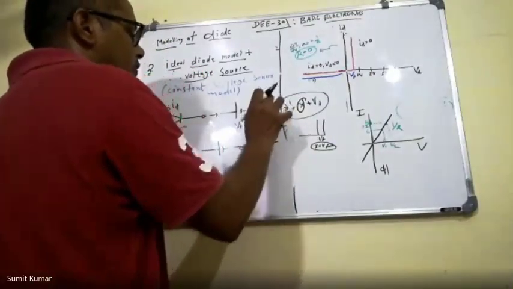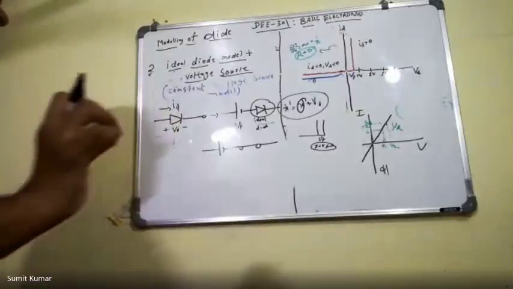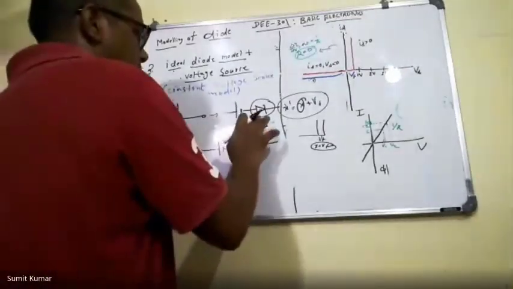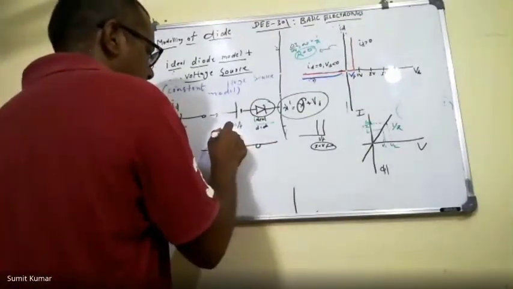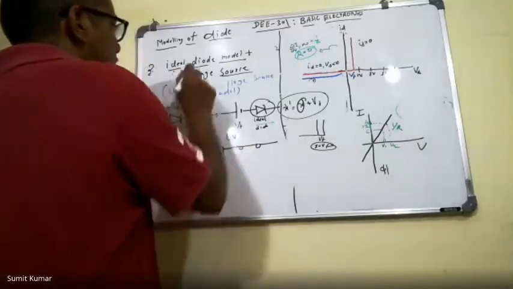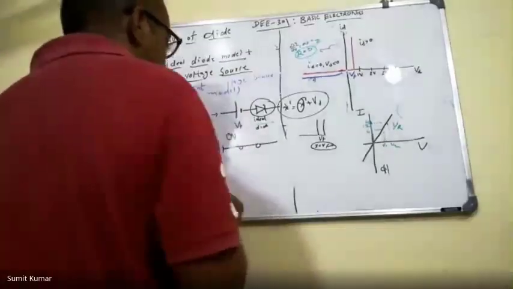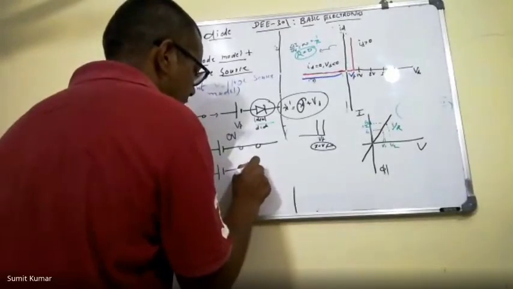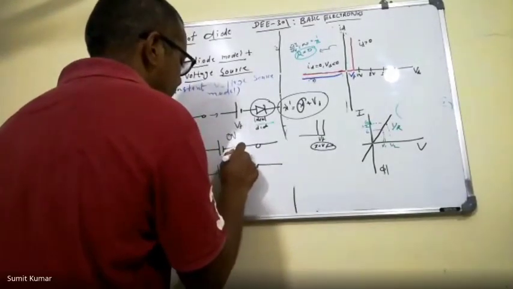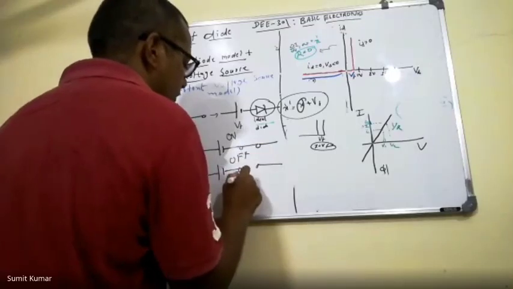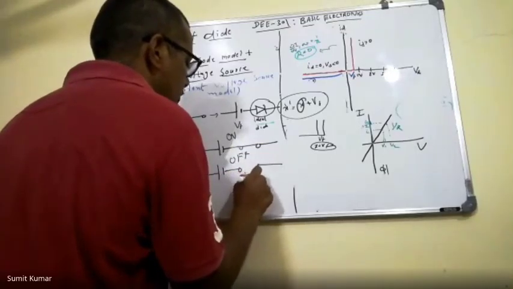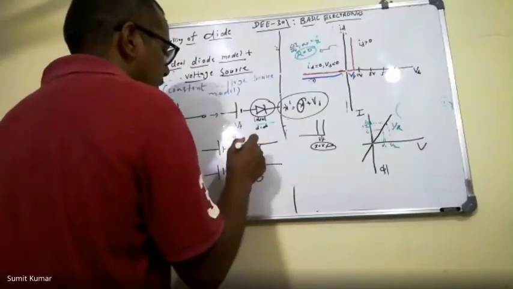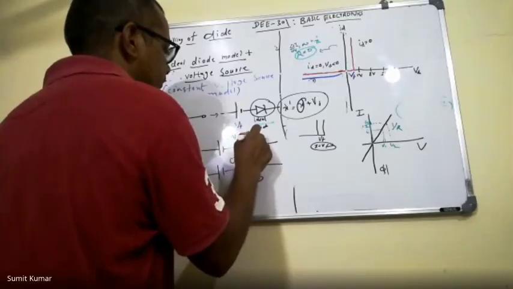Now we need to focus on the ideal diode only. If the ideal diode is off, this is the on condition for the ideal diode plus voltage source model, and this is the off condition. Off condition is when ID equals 0, and here ID is greater than 0.